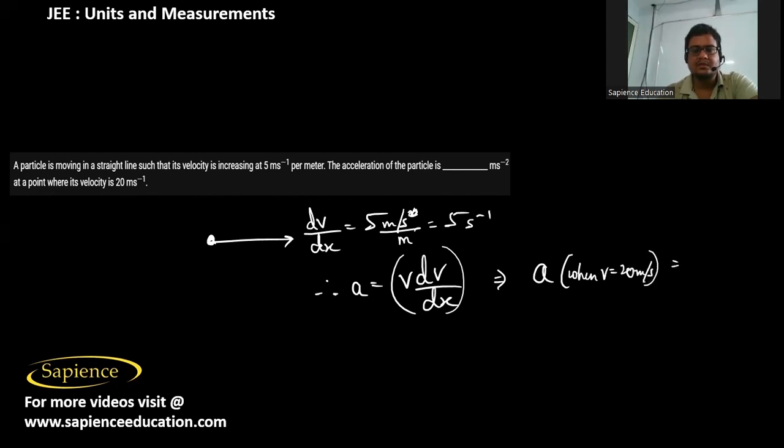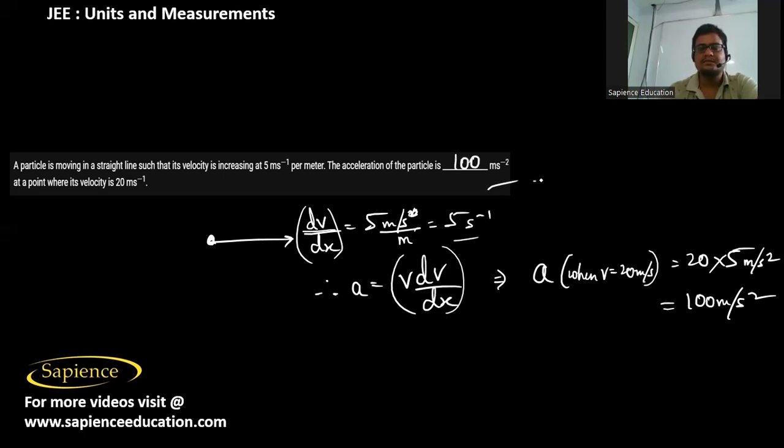The rate of change of velocity with distance along x is constant. So acceleration is 20 into 5, that will be 100 meter per second squared, since v is 20 and dv by dx is 5. So that is 100 meter per second squared.